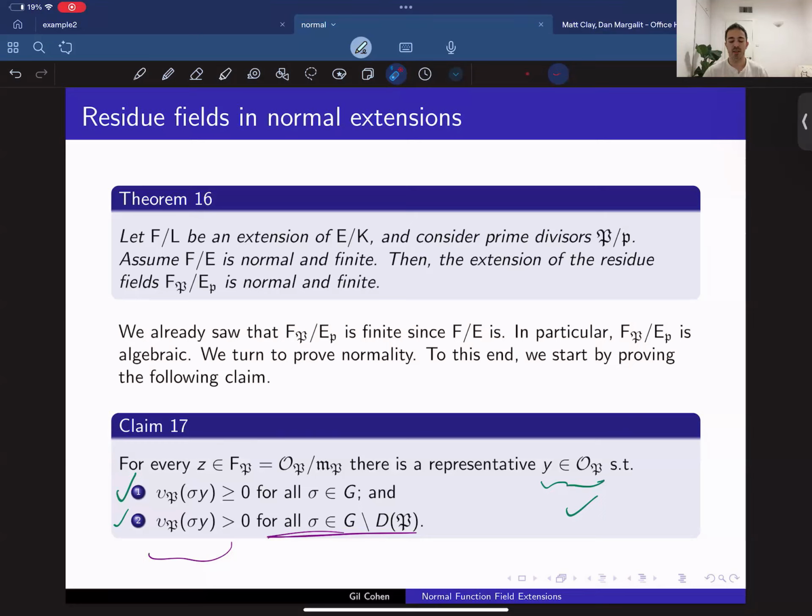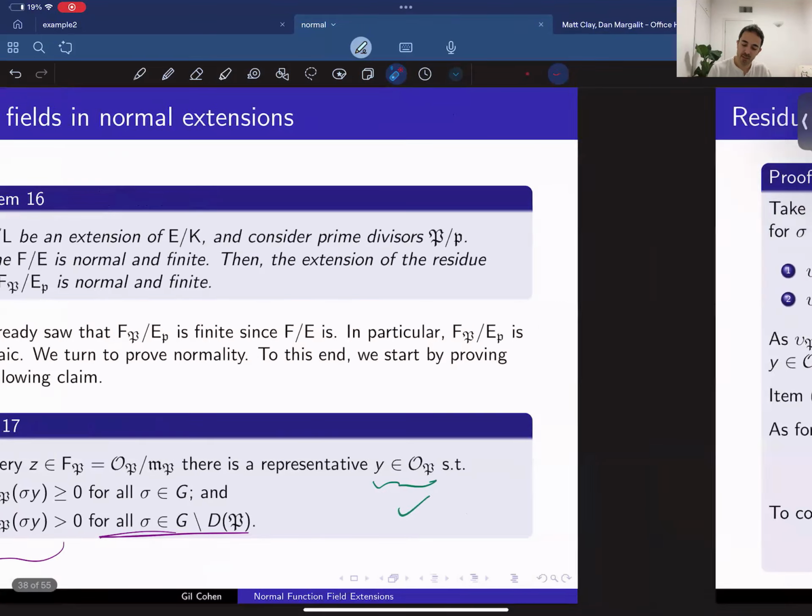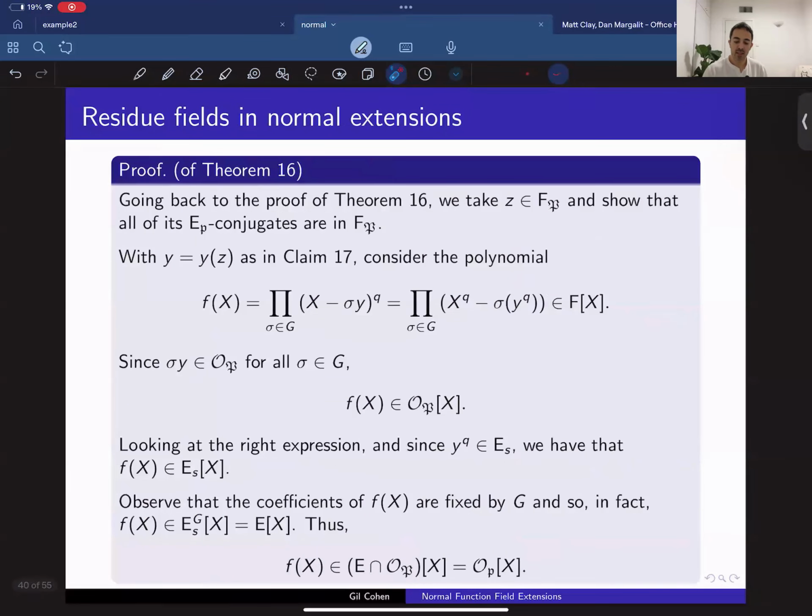as a polynomial in EP, all of these roots are also there, right? So that's what we're going to prove. It seems like something stronger, but actually it's easier to do it. At least, I don't know how to do it in a more straightforward fashion. Okay, but let's do it slowly.